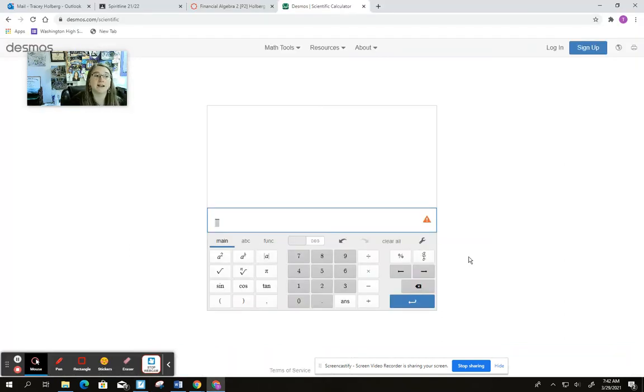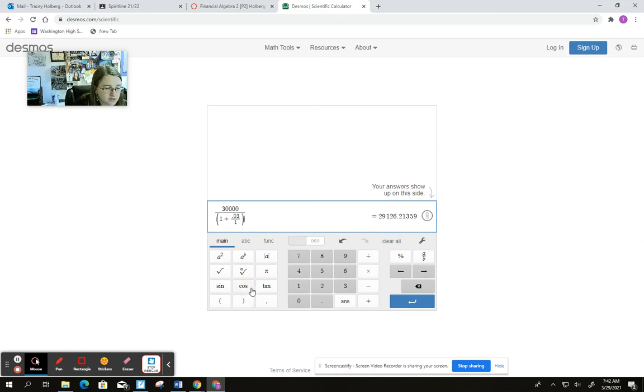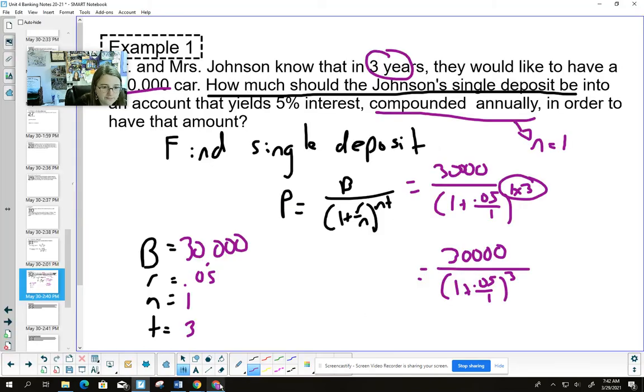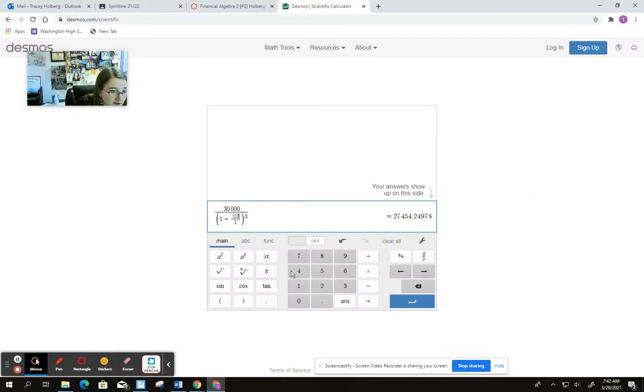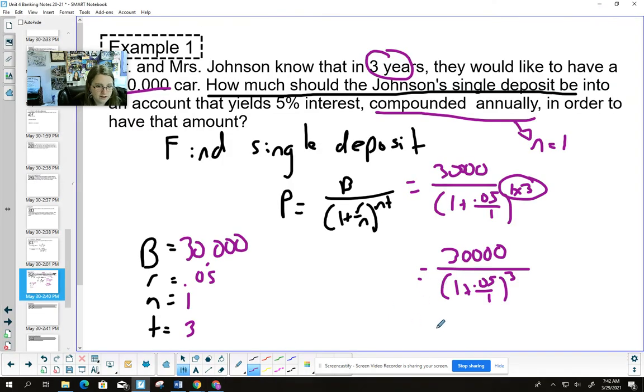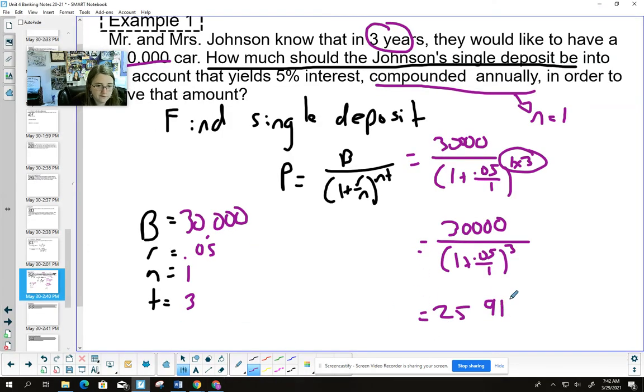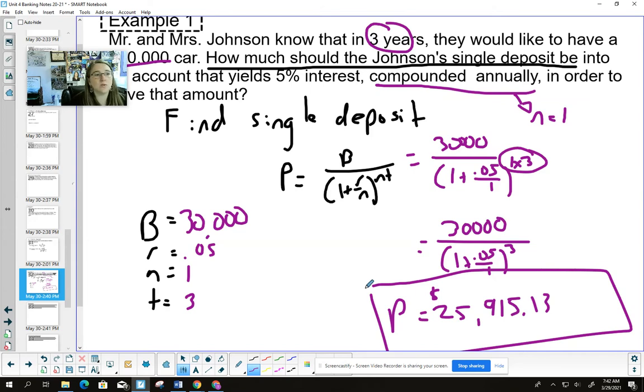Okay, so fraction button. Again, guys, with these big fractions, that has to be your first button you hit. 30,000. Very carefully count to make sure you have the correct number of zeros. Common mistake is to just not put the right number of zeros. Parentheses, 1 plus 0.05 divided by 1 is kind of unnecessary, but I'm still going to do it. To the third, right? Whoops, I messed up, 0.05. This is why we double check. Okay, there we go. So we got 25,915.13.